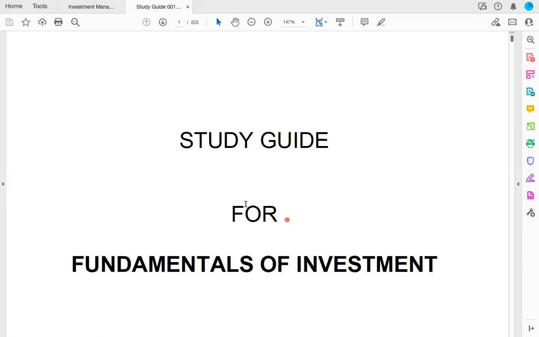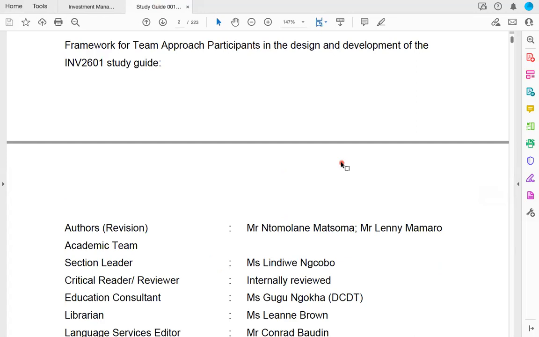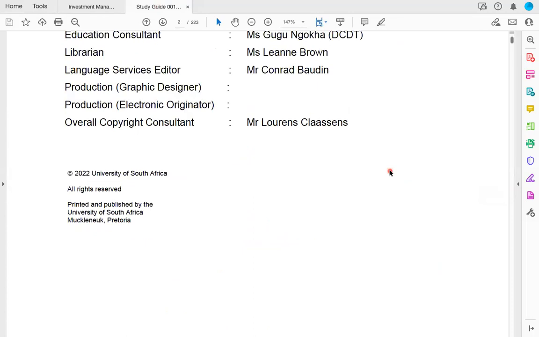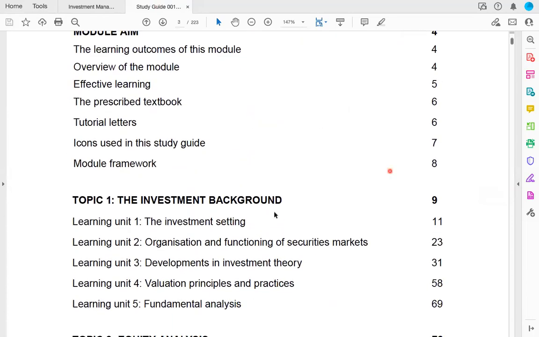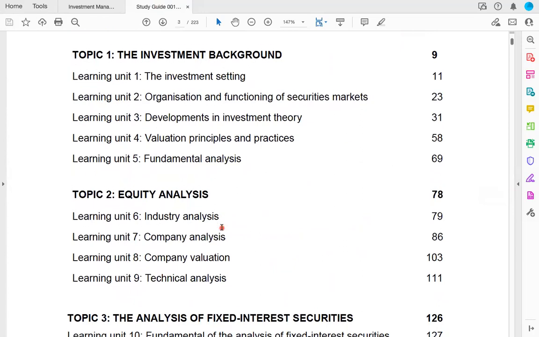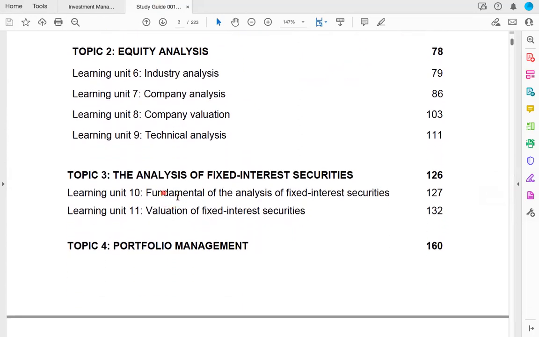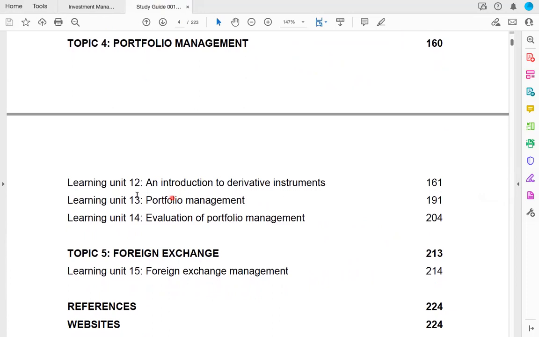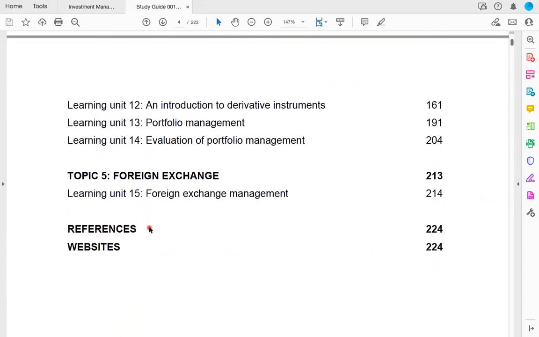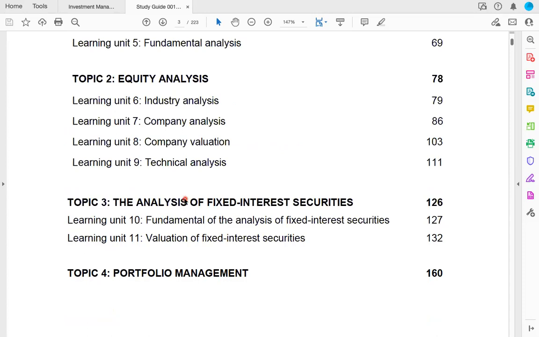Okay, so a brief introduction, sort of like an orientation before I get into the actual module. You'll notice that the module is divided into a number of study units. In particular, you have topic 1, which consists of 5 study units, topic 2, which consists of 4 learning units, topic 3, which consists of 2 learning units, topic 4, which consists of 3, and then topic 5, which consists of 1.